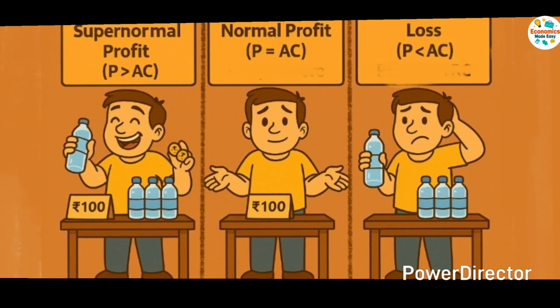Cost shoots up. Now it costs rupees 110 per bottle, but he still sells at rupees 100. Mr. Totalful, sad face: "Each bottle I sell, I lose rupees 10, but I hope it gets better soon." He is facing a loss but may continue in the short run if he covers variable cost. Now in the long run, no seller entered the market to challenge the monopolist, so he will continue earning supernormal profit or even settle in normal profit.